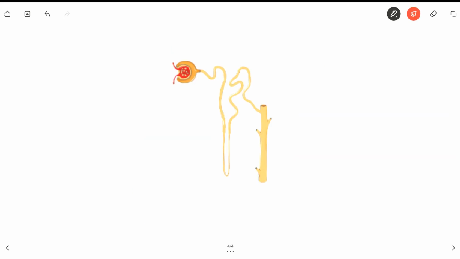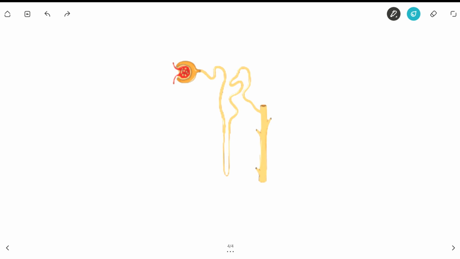So here we have a zoomed out picture of a nephron. We have the afferent arteriole over here, the efferent arteriole over here, and then we have our glomerulus over here, and then we have the Bowman's capsule, which looks like a moon. And then after the Bowman's capsule is what I want to talk about right now.